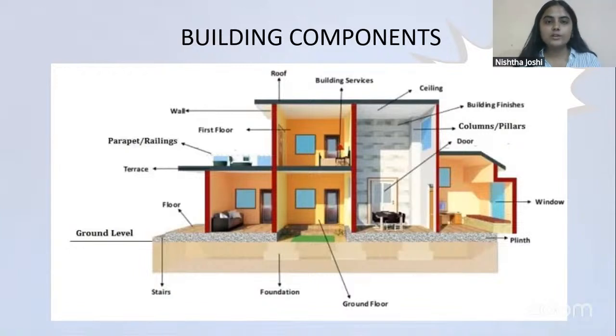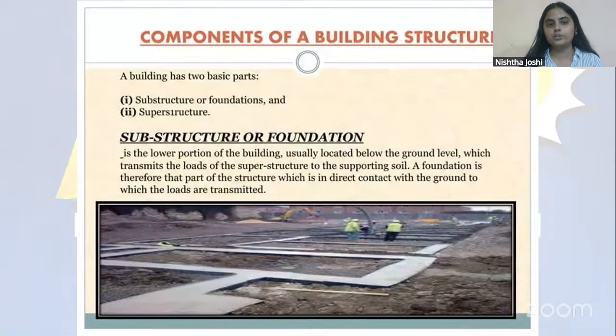I know that you might be hearing some of these words for the first time, but we'll discuss all of them in the coming few minutes. So from this, you understand that there are two major components of a building, that is substructure and superstructure. Here you can see a proper definition as well. Substructure is the lower portion of the building. It is usually located below the ground level, which transmits the load of the superstructure to the supporting soil.